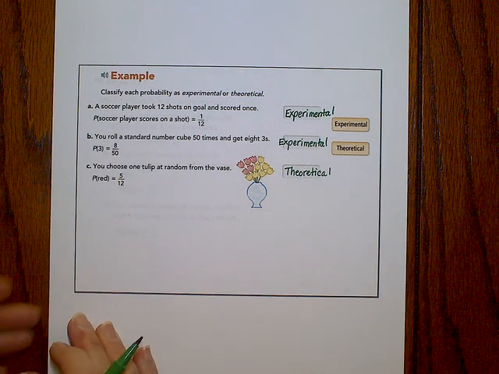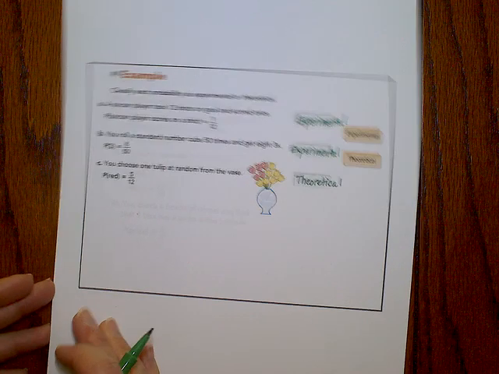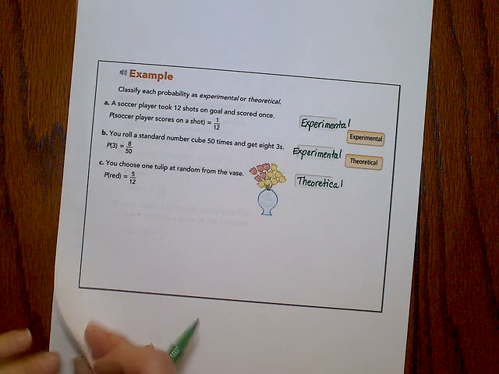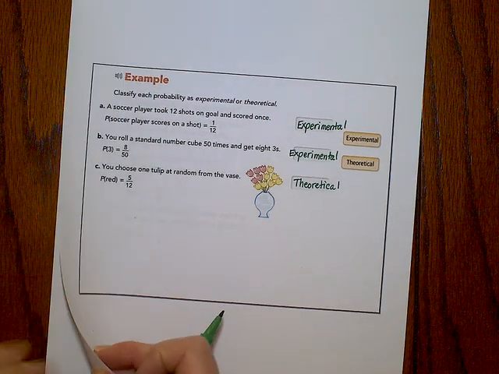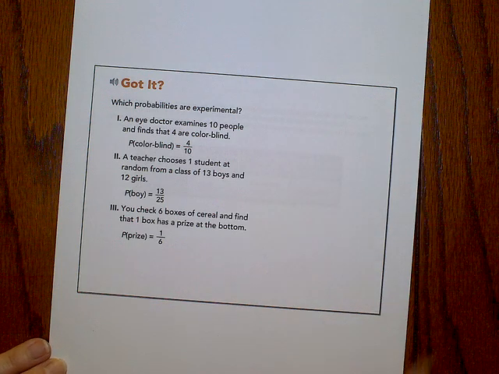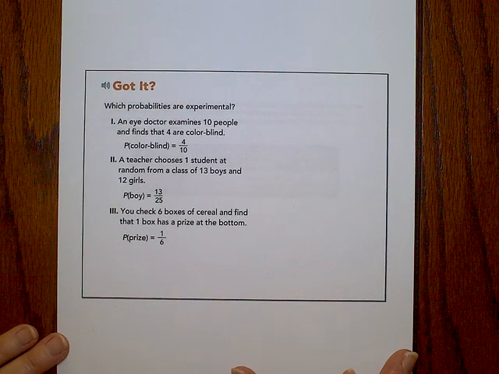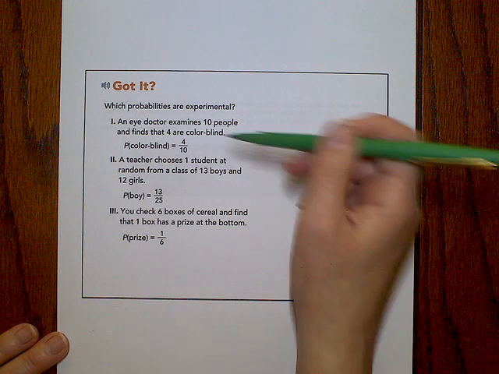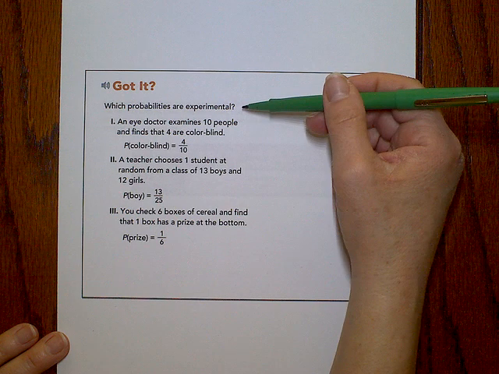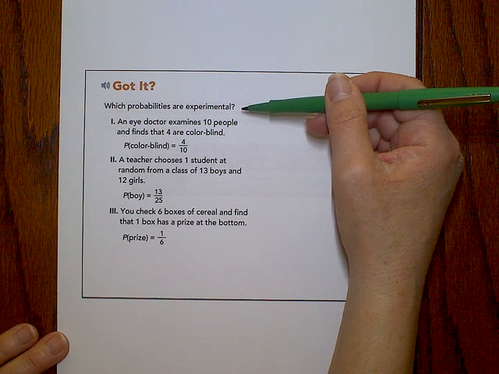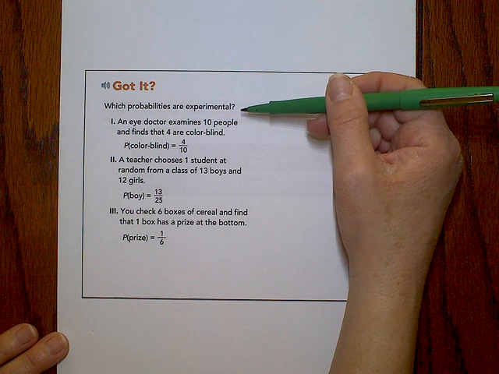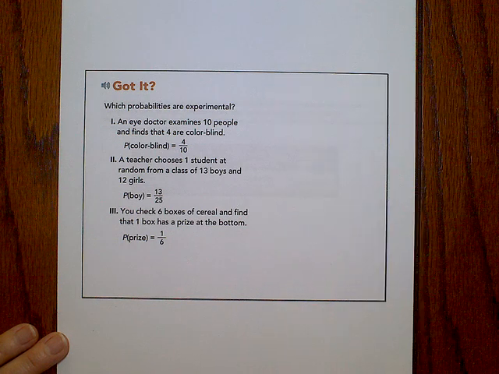Now we'll answer the question at the top of page 419. Which probabilities are experimental? Of the 3 that I have here, which ones are experimental, where they actually performed an experiment and collected data to get their results. Question number 1 says an eye doctor examines 10 people and finds that 4 of them are colorblind. So the probability of being colorblind is 4 out of 10.